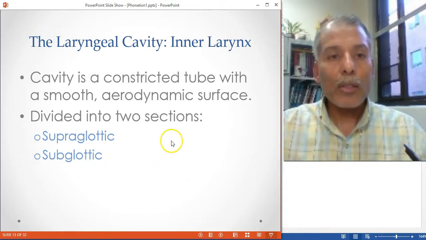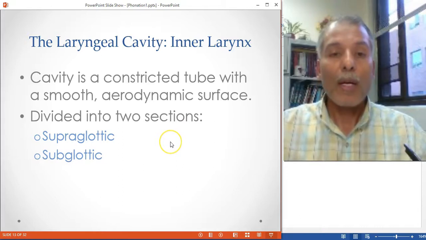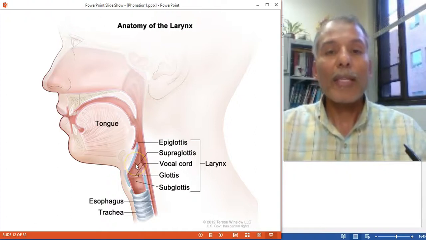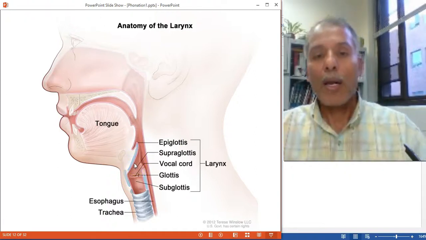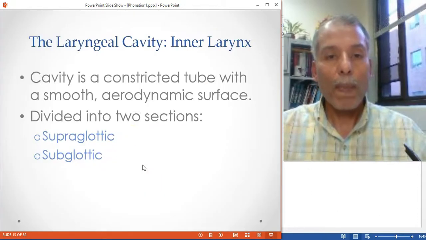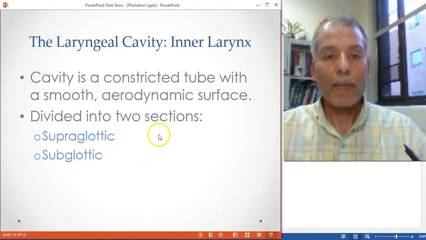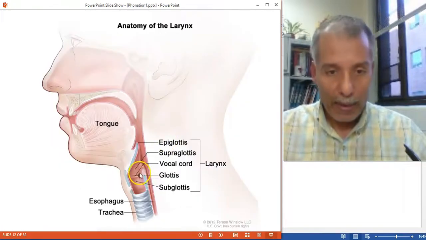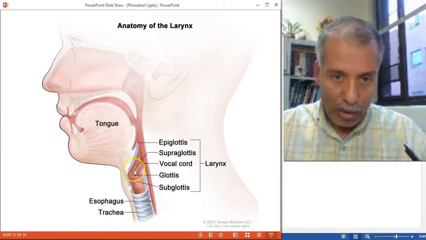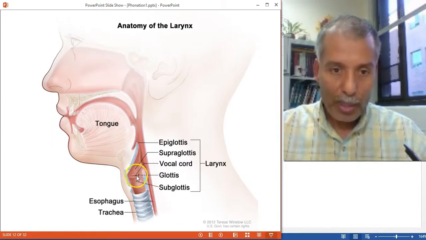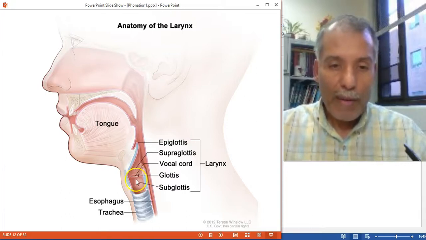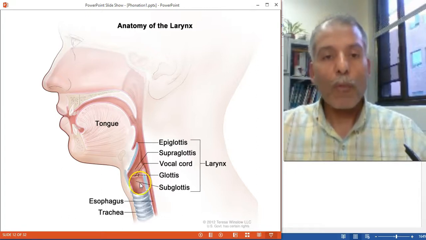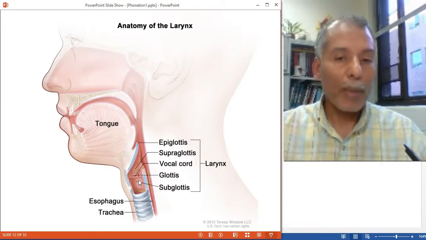So the inside of the larynx itself is smooth, and it facilitates the circulation of the air. It's aerodynamically prepared, and when you look at it, it has two segments. Again, the larynx itself, what is showing here, you have the glottis, the space between the vocal folds. The area right beneath it is called the subglottis, and the space itself is also called subglottic space or subglottal space.